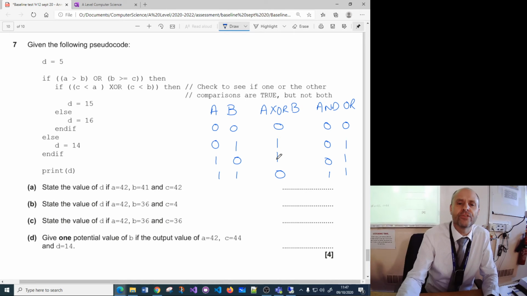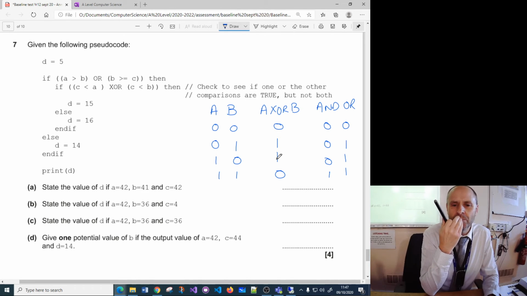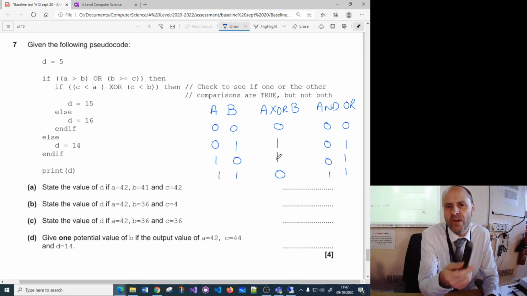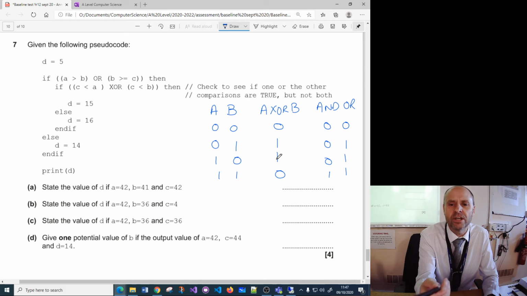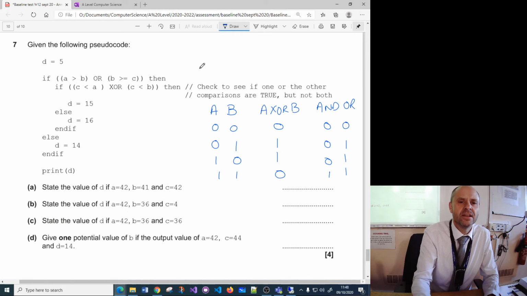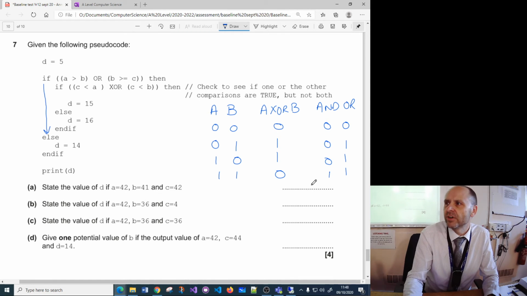So let's just run through this. We're running with A is 42 and B is 41. So we look at the first if. It says if A is greater than B. No, that's not true, but we've got an OR here, haven't we? So let's look at the other bit. Is B greater than or equal to C? No, that's not true either. Okay? So if that's not true, then we're skipping all of this down to here. So we should get D is 14.